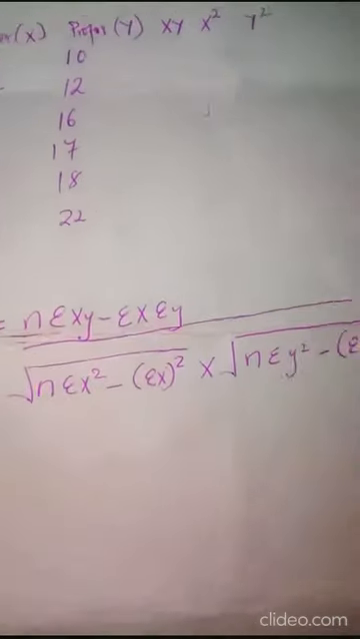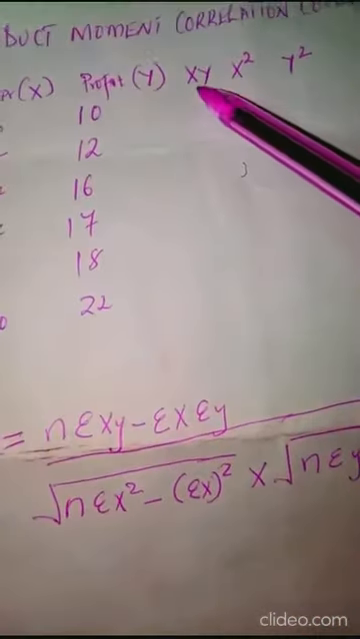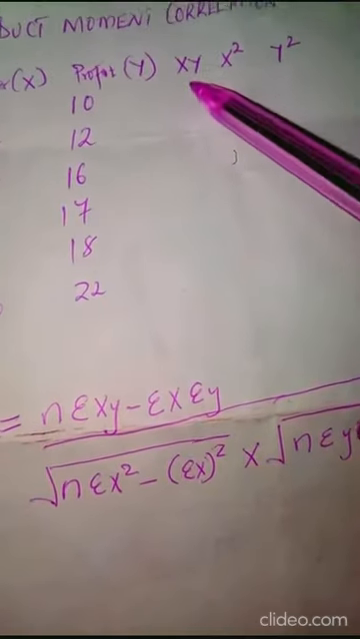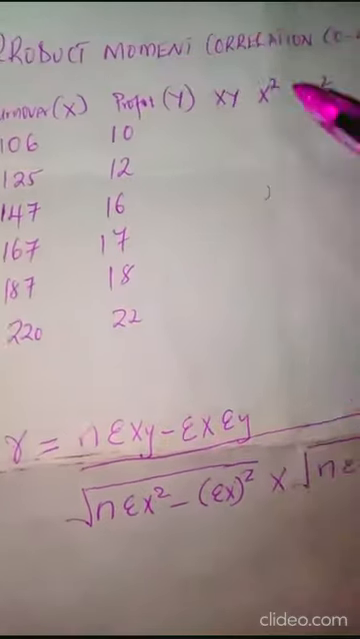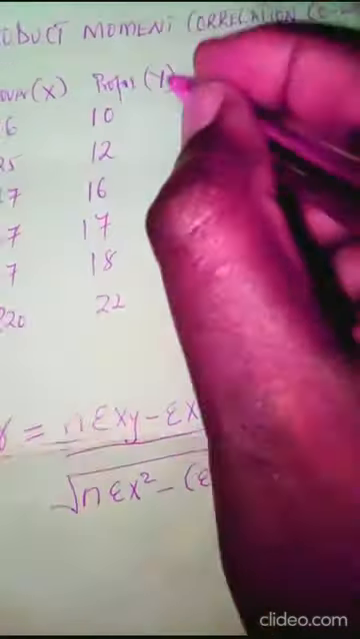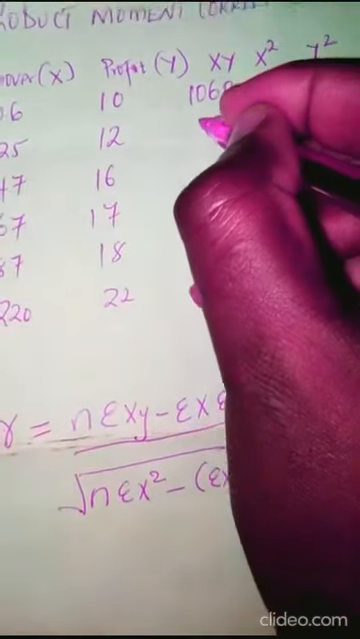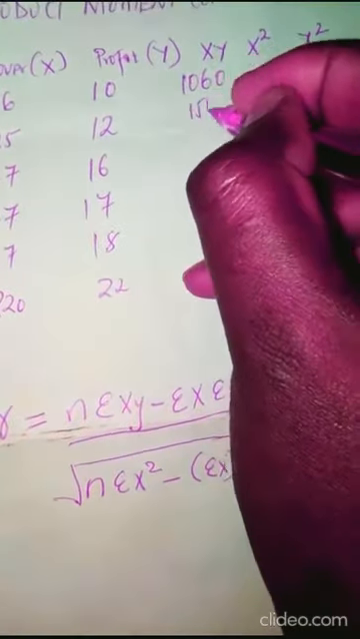So now you introduce these columns that you have here. You're going to have a column for x, y, x squared and y squared. Now xy will be the multiplication of x and y values. So in this case we'll have 106 times 10, which is 1060. Then you have 125 by 12, which gives us 1500.